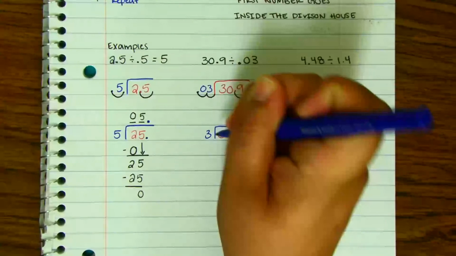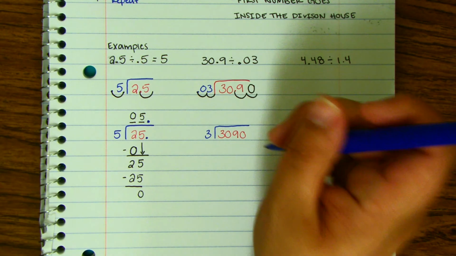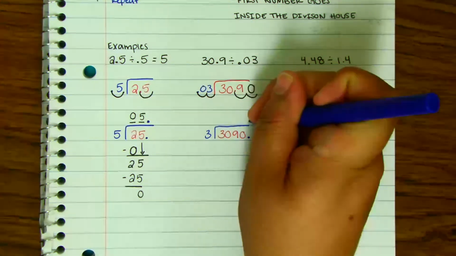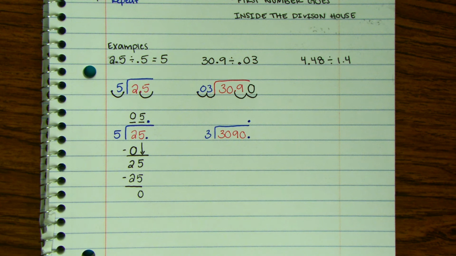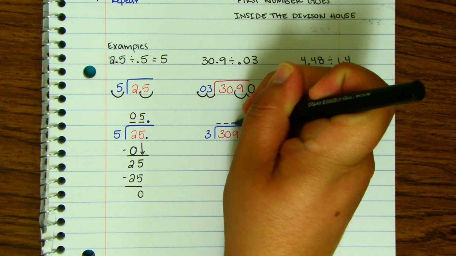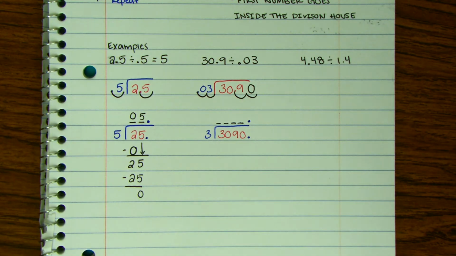So now I can go ahead and divide. But before I do that, I forgot an important step. I forgot that I need to put my decimal point at the end and bring it above the house. And I need to go and put my 4 place values because there are 4 numbers inside the house. Now I can start dividing.